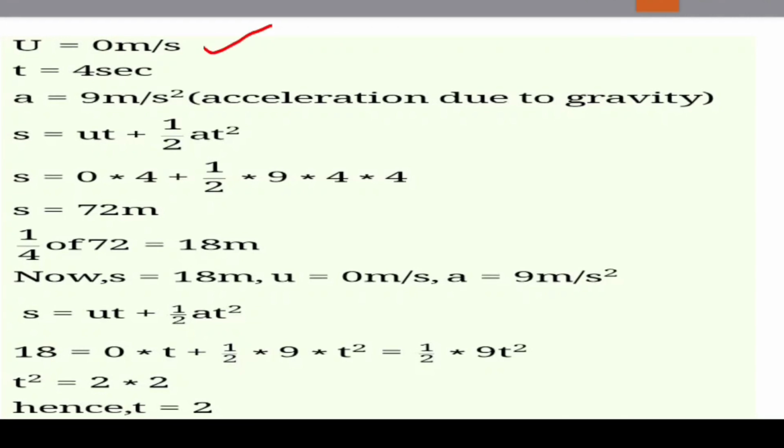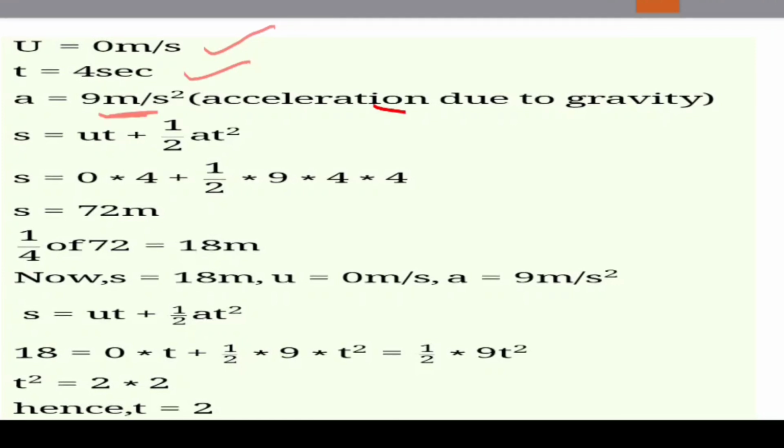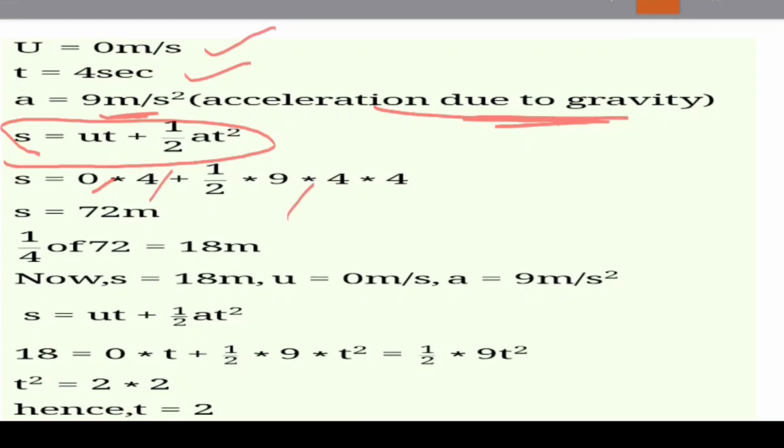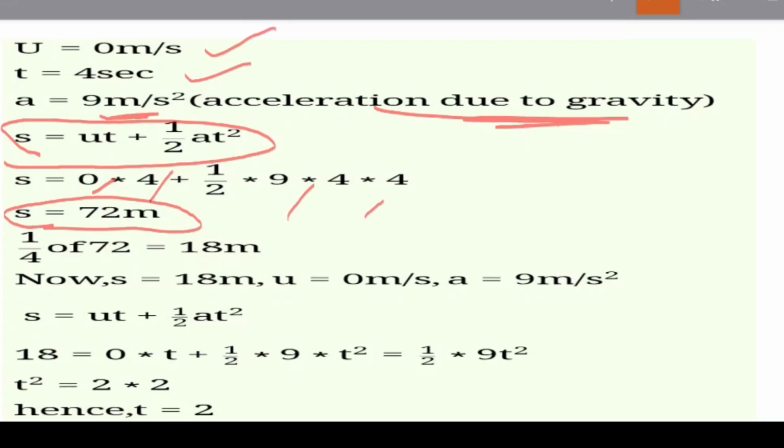First, the initial velocity is u equals 0 meter per second, time is 4 seconds, and acceleration is 9 meter per second square, acceleration due to gravity. So we know that s equals ut plus half at square. Substituting u, a and t, we get s equals 72 meters. We got the distance, 72 meters.